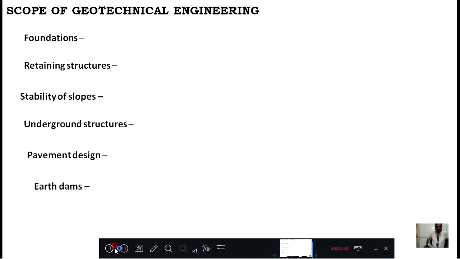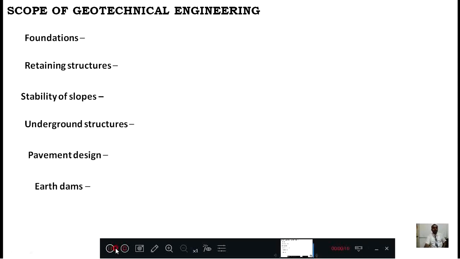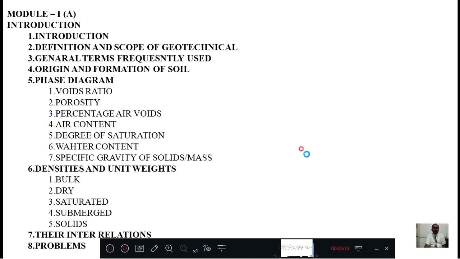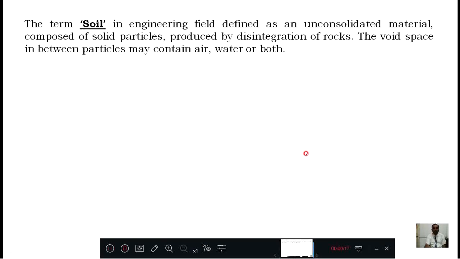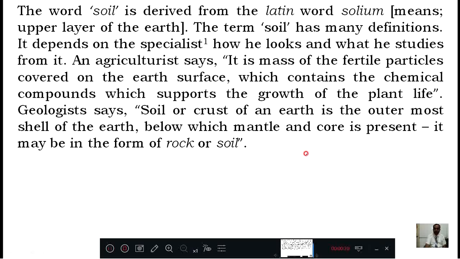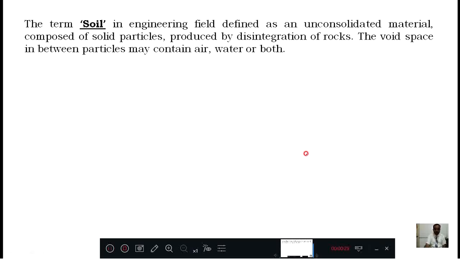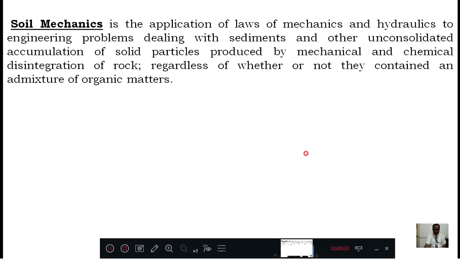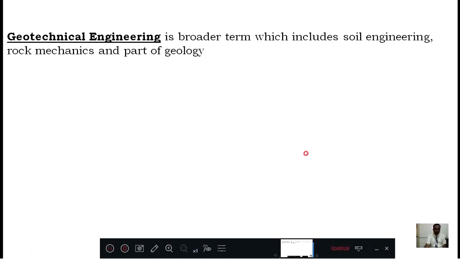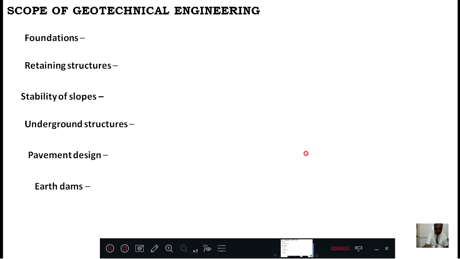Welcome back everyone. In the second class we are going to study the scope of geotechnical engineering. In previous slides we studied the introduction and soil, what the names of soils are, how specialists and engineers define soil, soil mechanics, soil engineering and geotechnical engineering. Now we will study the scope of geotechnical engineering.